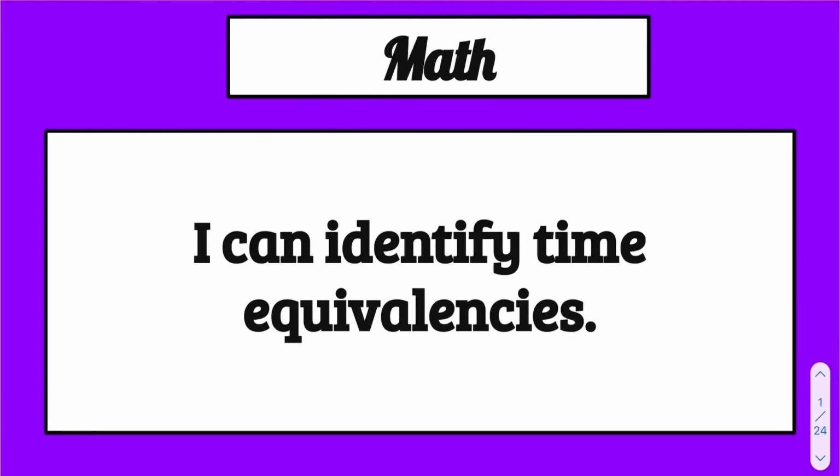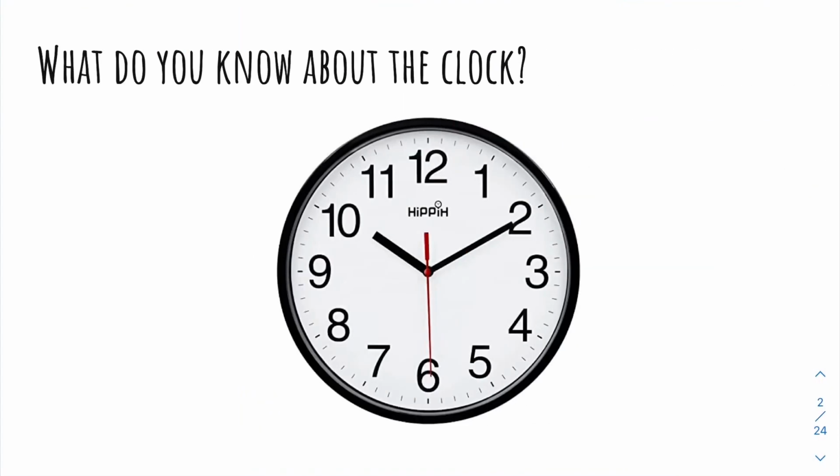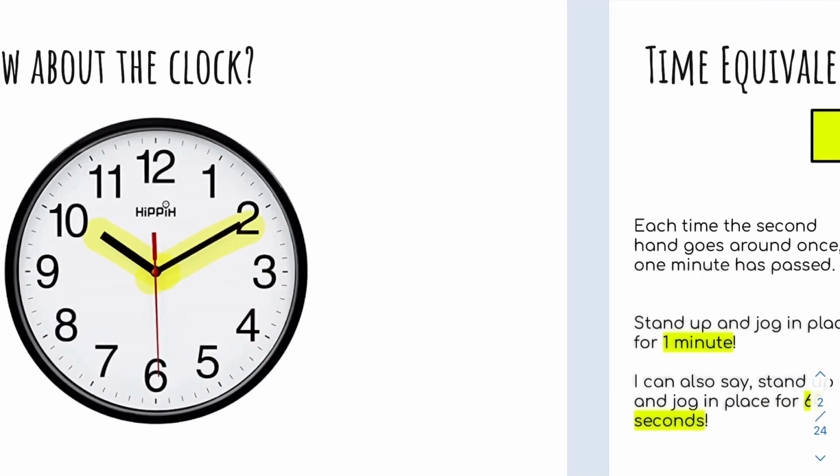Today we are going to talk about how to identify time equivalencies. Remember that the word equivalent simply means equal. First, let's think about what you already know about the clock. We learned that the small hand represents the hours, and the long hand represents the minutes.